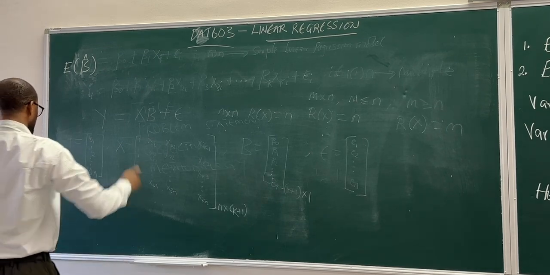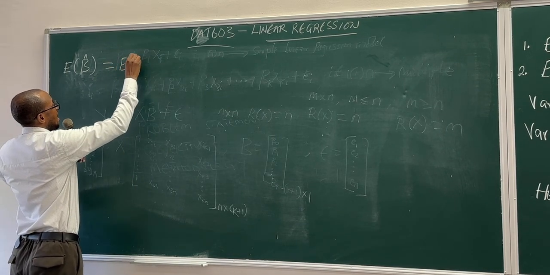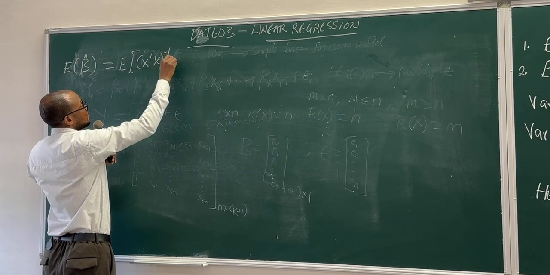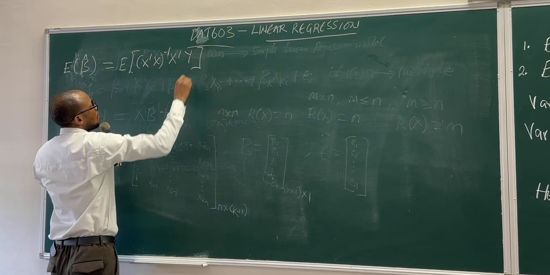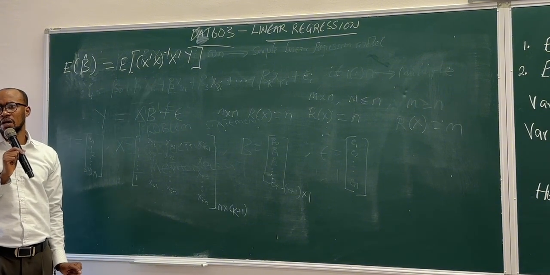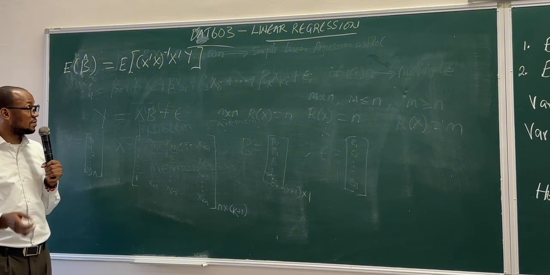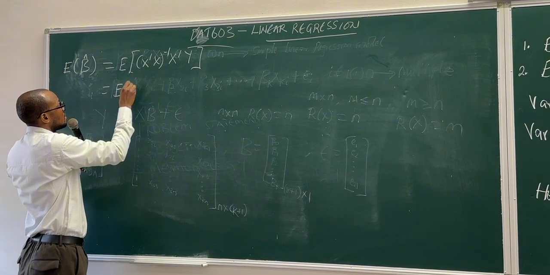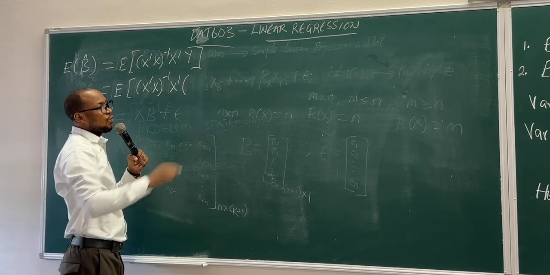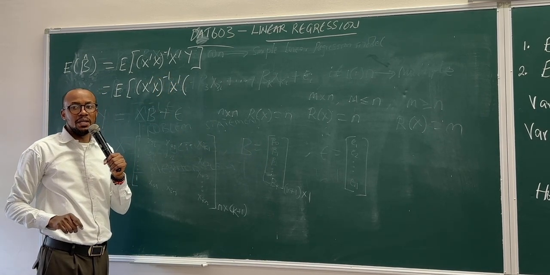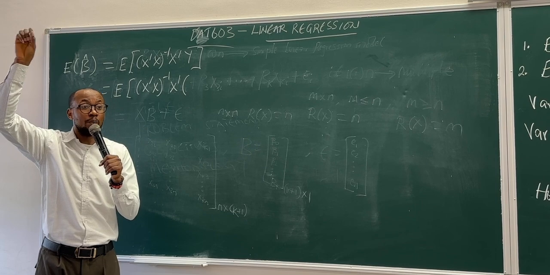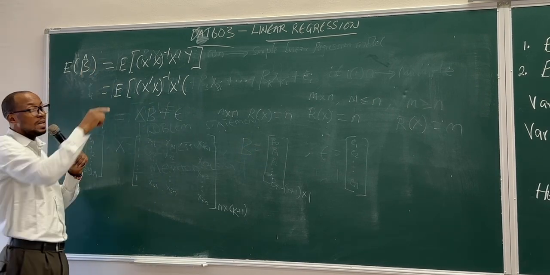Now, finding the expectation is the same as finding the expectation of x prime x inverse x prime y. Now, we don't want y to be part of this. We don't want y to be part of the scheme of things. So we have to replace it. But we know what y is. Y is X beta plus e, where beta is the true parameter, right? Beta hat is the estimator.